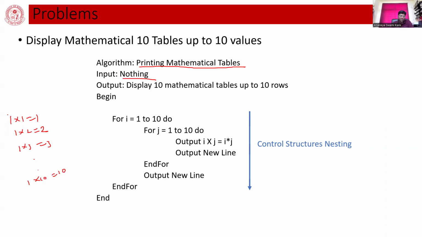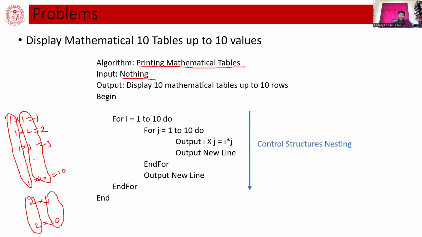If you observe, this 1 value is fixed and this other value is changing: 1, 2, 3, 4, 5. Next time, 2 into 1, and so on, 2 into 10. So this value is fixed, and this is changing. For this purpose, we need to use a nested repetition, repetition inside repetition. For i equal to 1 to 10, do: for j equal to 1 to 10, output i star j equal to i star j, output new line.